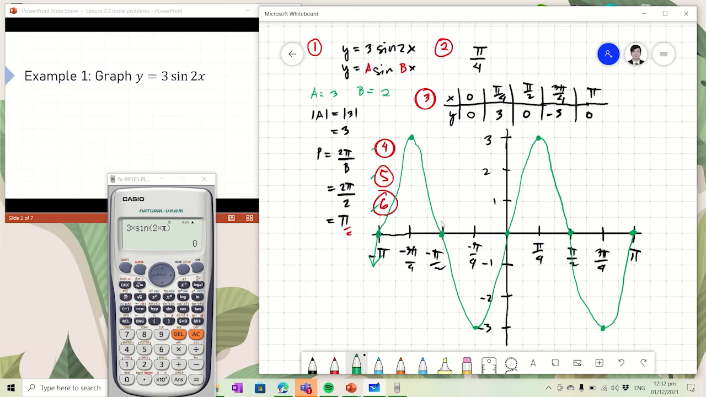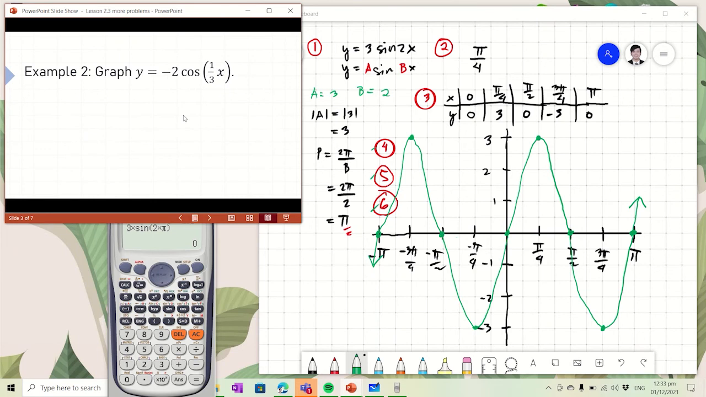Then, lagyan natin ng arrowhead as an indicator that it will never stop. So, the same pattern will be repeated all over again. So, that's the graph of y is equal to 3 sine of 2x.